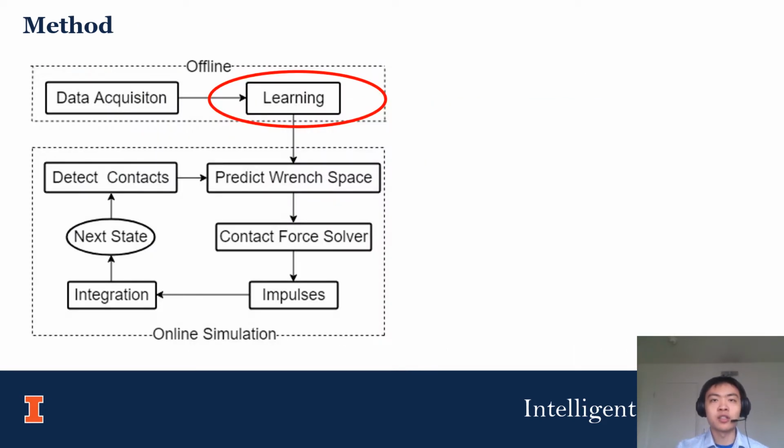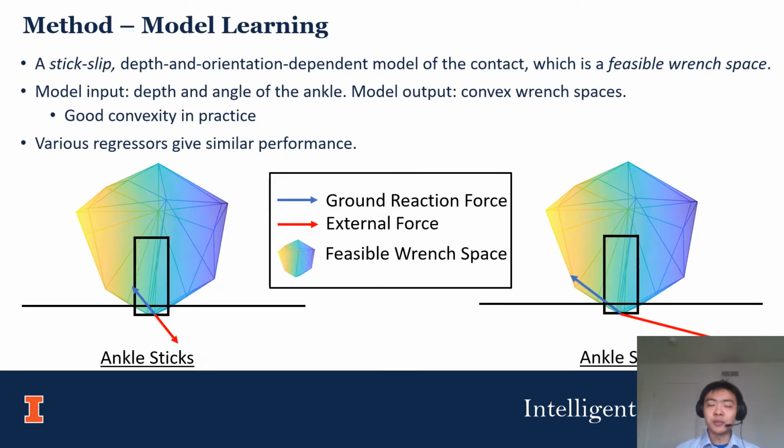Next, we are going to talk about learning. Since we assume the stick-slip behavior of the granular media, when the ankle is submerged into the sand at a certain depth and angle, there is a feasible wrench space. Which means that when an external force is applied to the ankle that can be resisted by this feasible wrench space, the ankle will stick and stay in place. However, when the external force exceeds what the feasible wrench space can resist, the ankle starts slipping.